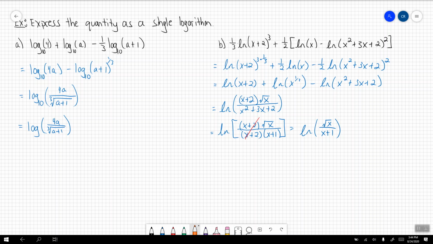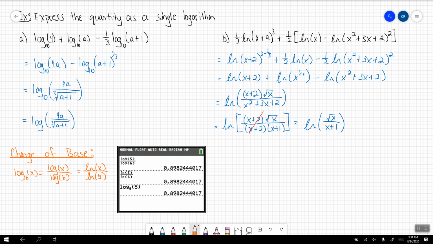All right, let's go ahead and talk about the change of base. The next part that I want to talk about is this change of base. And this change of base is going to become very, very beneficial for us, especially when we are going to try to take logarithmic derivatives in the next section.